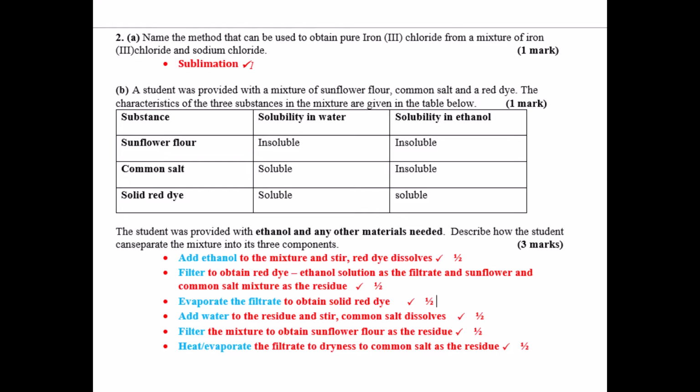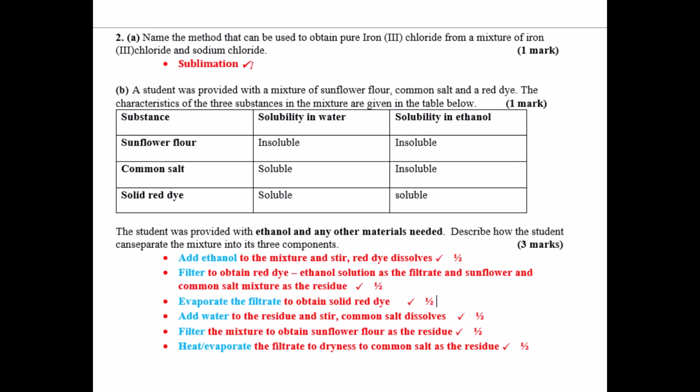Good. Going on now to question number 2. You're supposed to name a method that can be used to separate iron(III) chloride from sodium chloride. In the separation of mixtures, the physical properties of the components are what guide us. Iron(III) chloride sublimes, but sodium chloride does not. So the most appropriate method we can use is sublimation. You heat the mixture, then the iron(III) chloride will sublime, while sodium chloride will not.